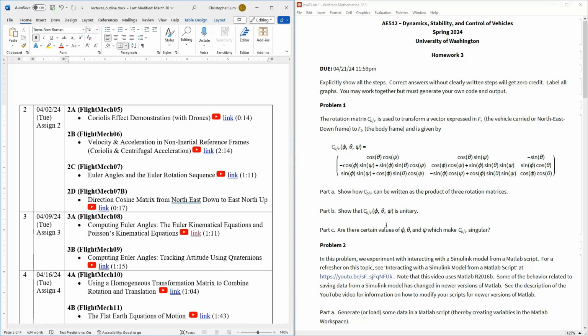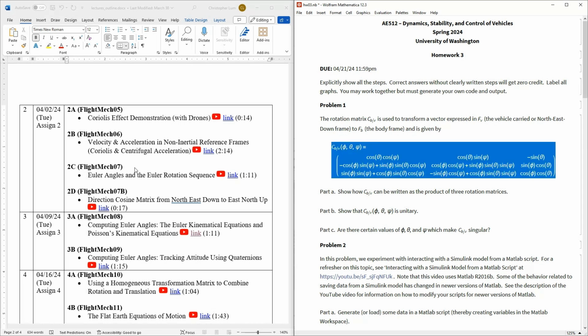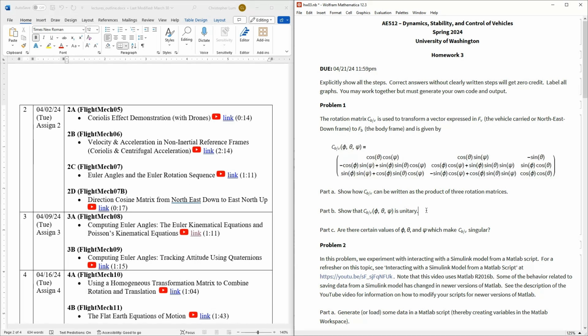Let's take a look at the homework and see how that maps. So over here on the other side of the screen, I've got the homework. The first problem, if you read through this, is a slight extension of week 2. This is still talking about the direction cosine matrix that we developed in lecture 2C. I'm just asking a couple of things about what this direction cosine matrix looks like and what its properties are. For example, can you show me that this can be written as a unitary matrix? And if so, are there certain values of these arguments, phi, theta, or psi, these Euler angles, that will make this overall rotation matrix singular? So again, problem one is an extension from week number 2.